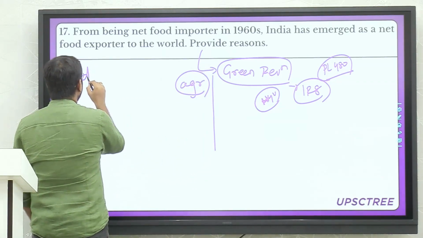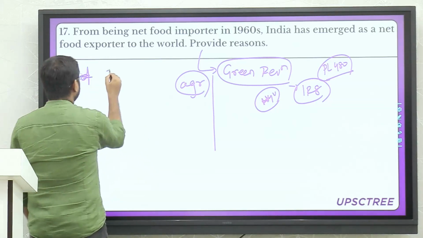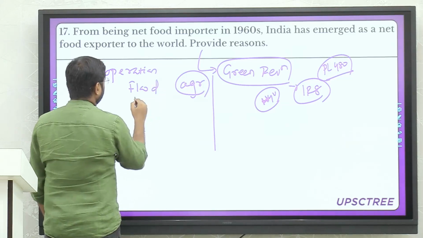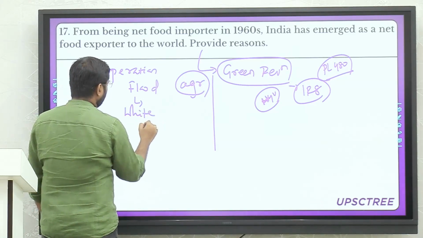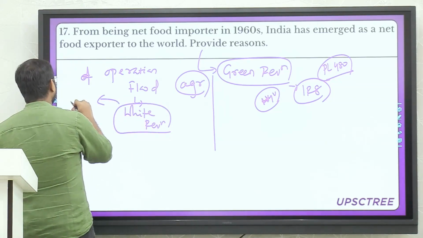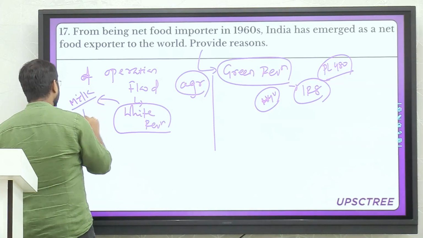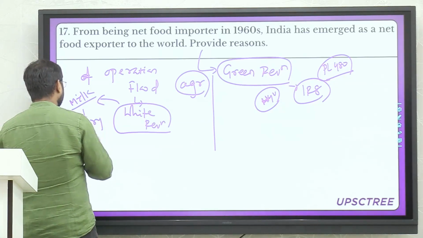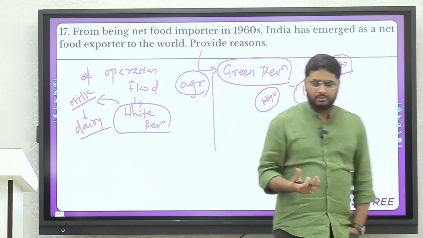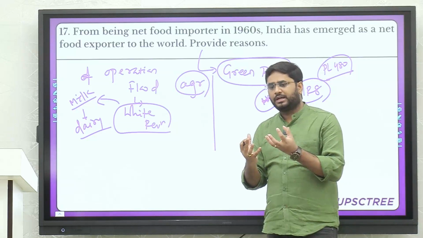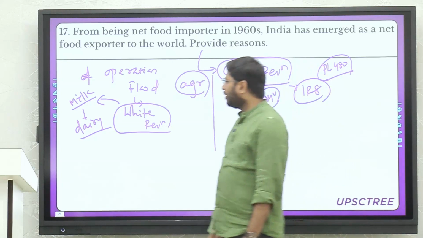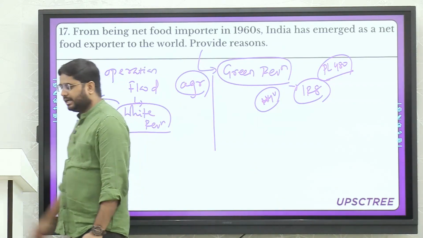Then we had Operation Flood, also known as the White Revolution. White Revolution is the exceptional production of milk and dairy products, and the father of it was Verghese Kurien. You can write about him also, how he channelized the cooperatives and how he created Amul. How he integrated the cooperative societies and created such a huge brand and brought the White Revolution to India, that you can talk about.